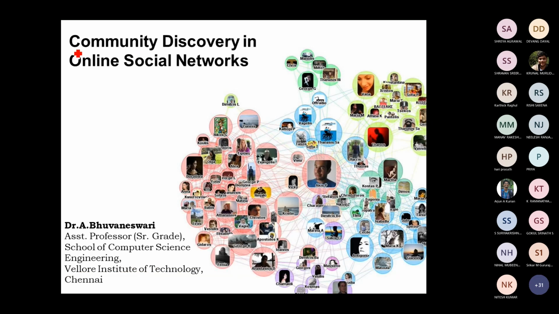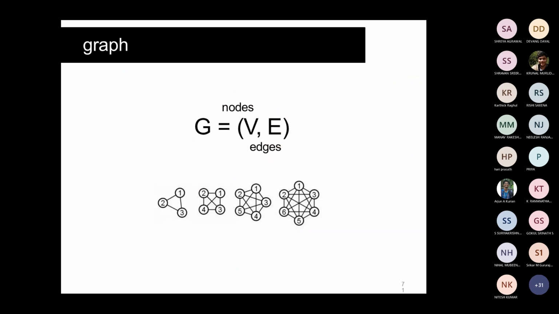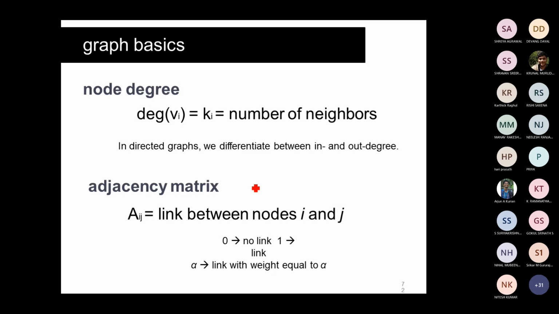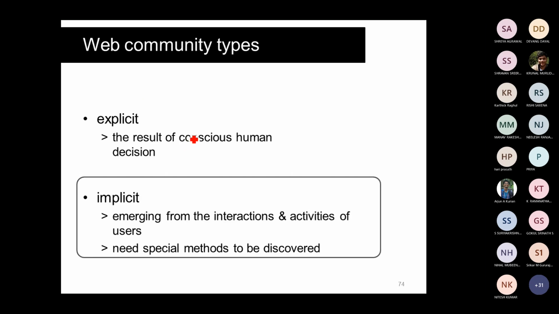And we have another concept called community discovery in online social networks. So what is community discovery? It is nothing but identifying some subgraph in the given graph. That is called community discovery. These are some basic concepts, I will skip them.